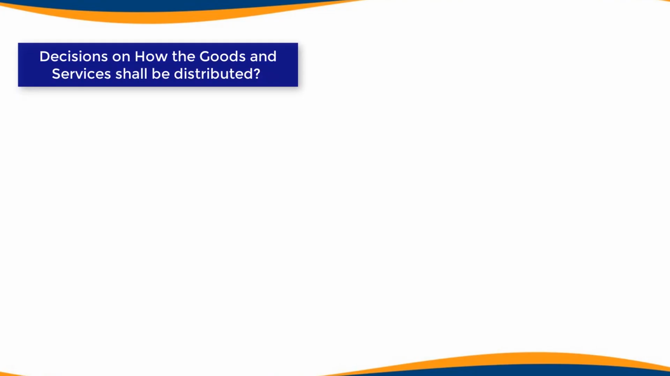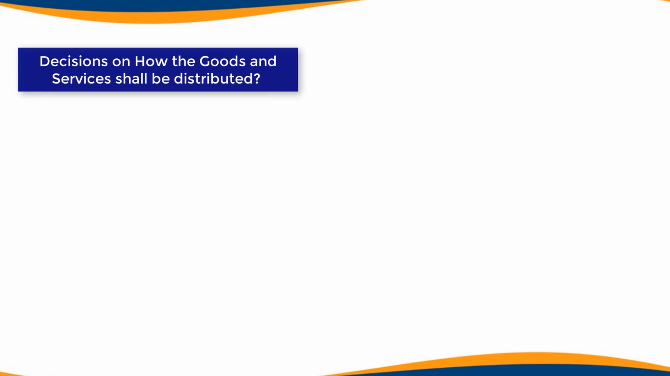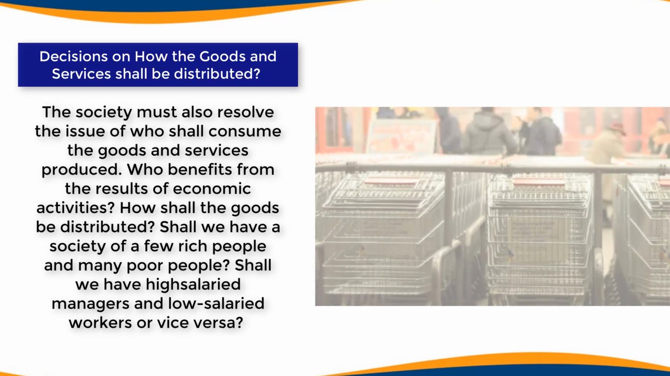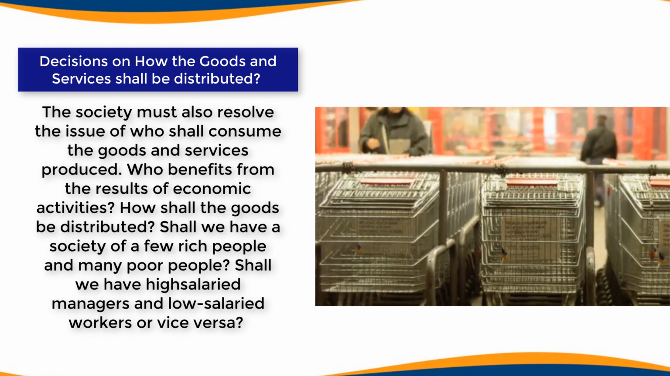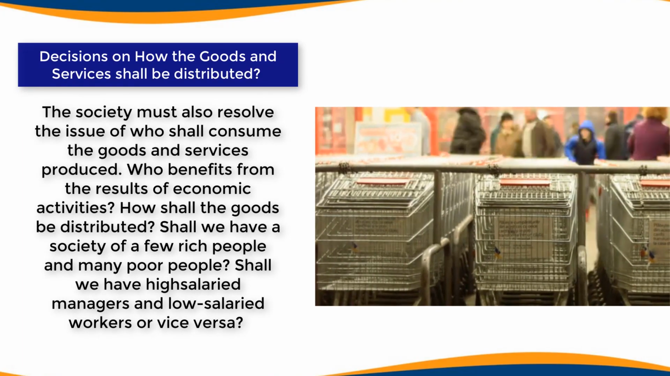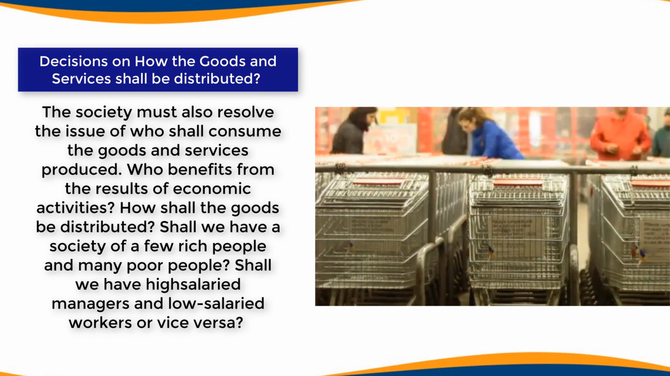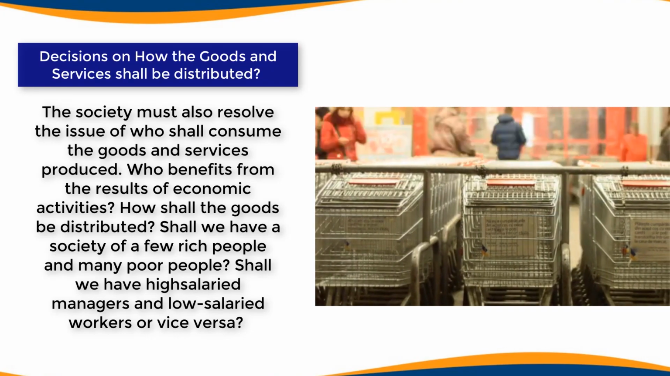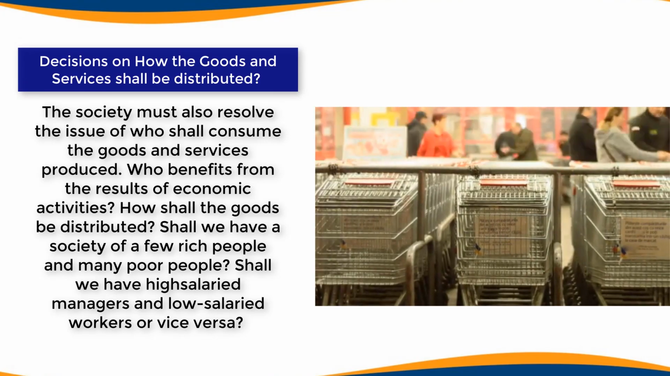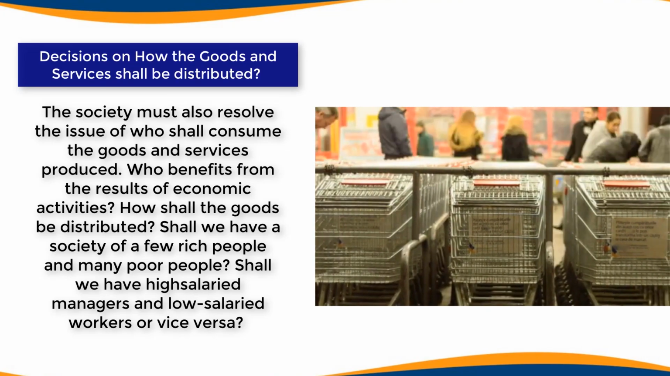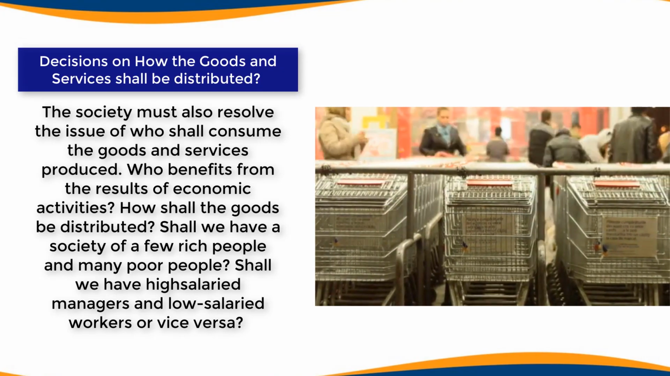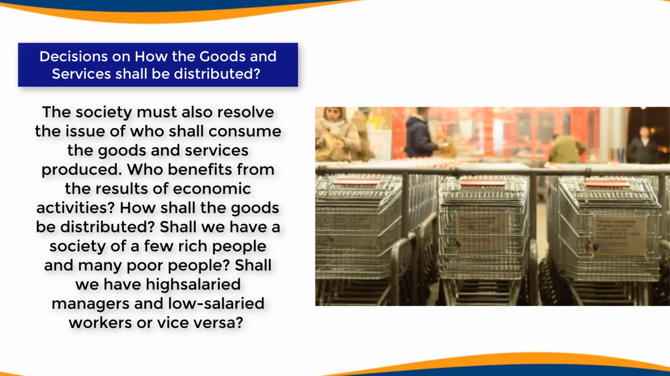Decisions on how the goods and services shall be distributed. The society must also resolve the issue of who shall consume the goods and services produced, who benefits from the results of economic activities. How shall the goods be distributed? Shall we have a society of a few rich people and many poor people? Shall we have high-salaried managers and low-salaried workers, or vice versa?